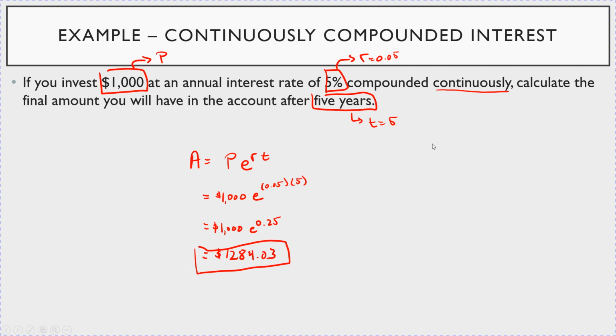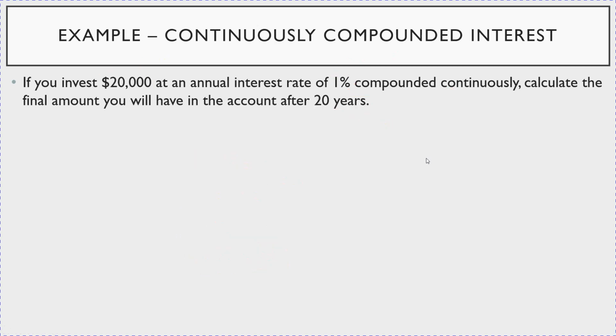All right, let's do another one so you can get used to the formula here. Okay, so you invest $20,000. That's my P, my principal, at an annual interest rate of 1%. So very, very low. So that's 0.01. Compounded continuously. Calculate the final amount after 20 years.